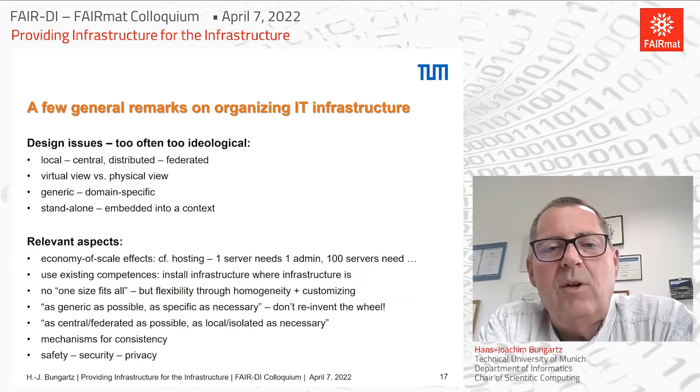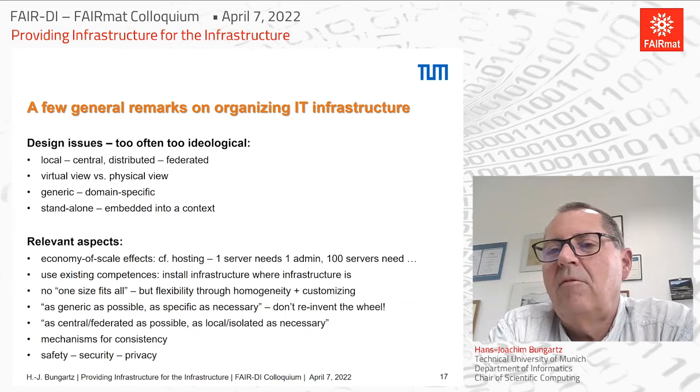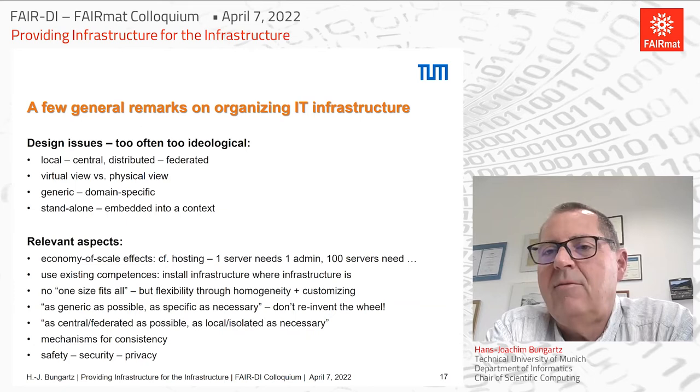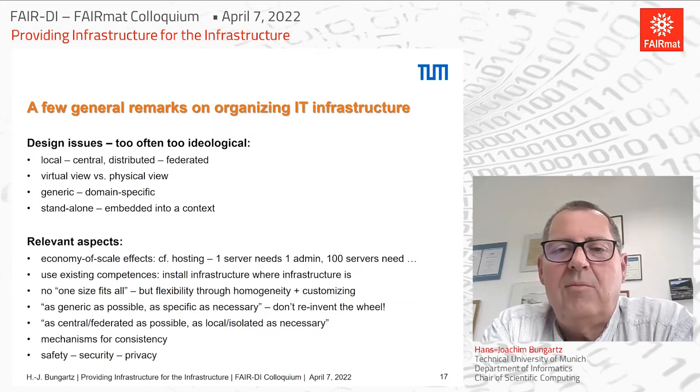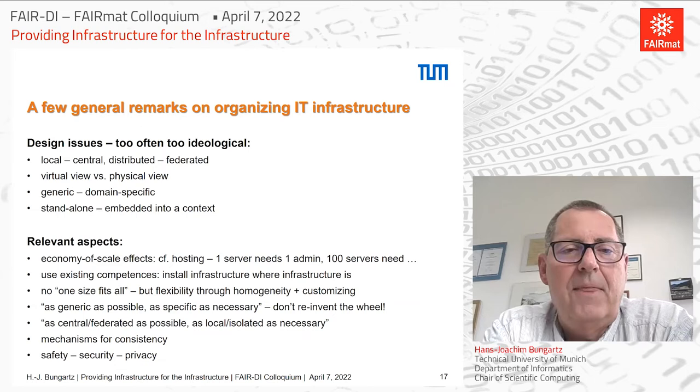So economy of scale effects are important. You have to take into account what amount of money you have to spend for reaching a specific result and whether this amount of money is reasonable. A very prominent example is the hosting of clusters, for example, or of servers. If you just host one server, you typically also need one person that takes care of that. If you have 100 servers to take care of, then you definitely do not need 100 people. So that's what is typically called an economy of scale effect.